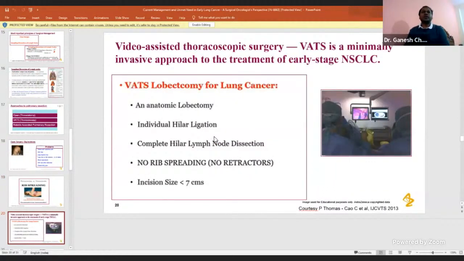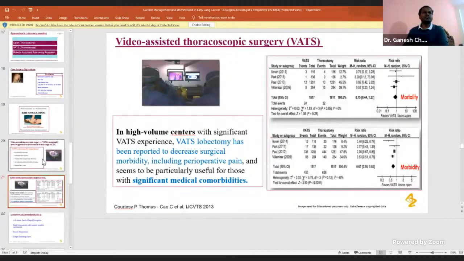VATS, where we do an anatomical lobectomy, individual hilar ligation, complete hilar lymph node dissection, no rib spreading actually, and the incision size is less. So there are a lot of advantages in VATS. Now in high volume centers, we are doing VATS with less morbidity, and perioperative pain and surgical morbidity are less.